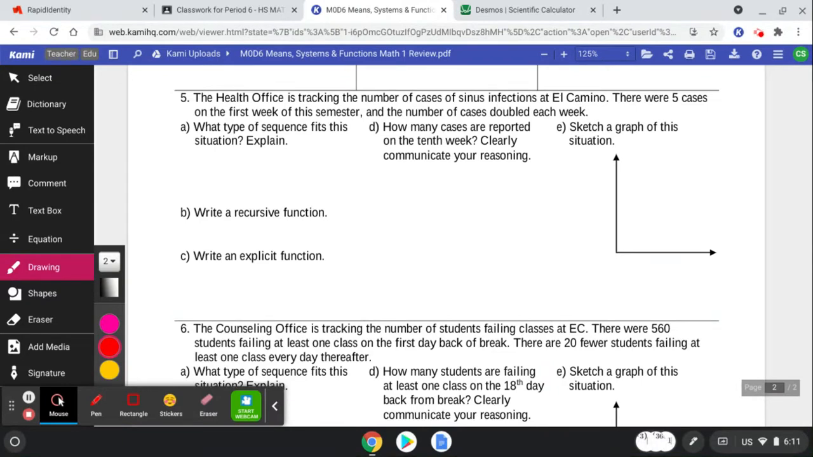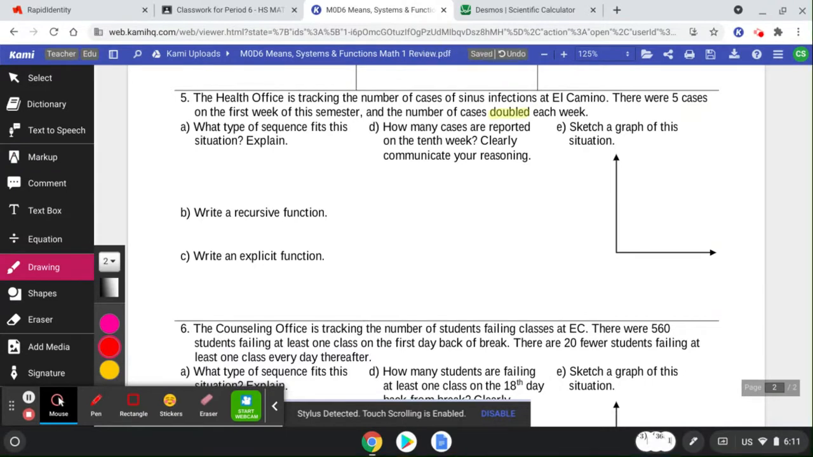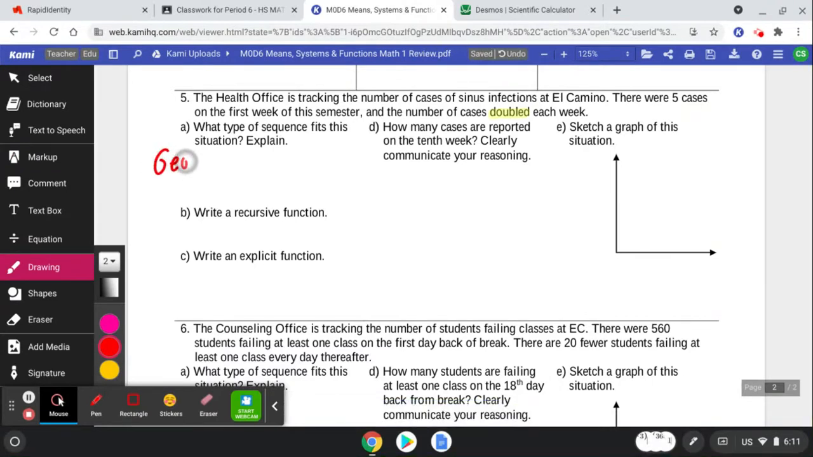Since the number of cases is doubling, we know that this is a geometric. So we're going to say that the situation is geometric because the number of cases is doubling each week.